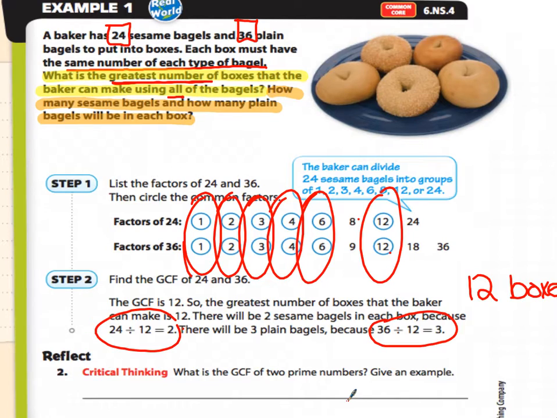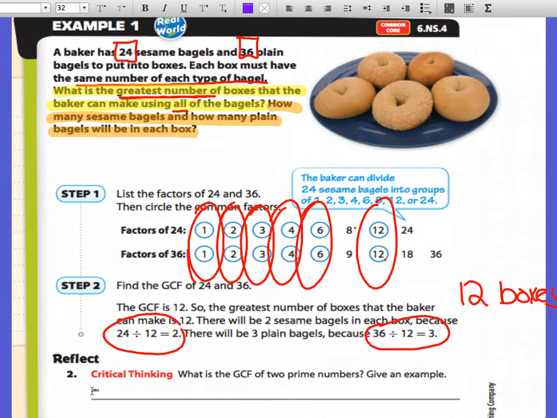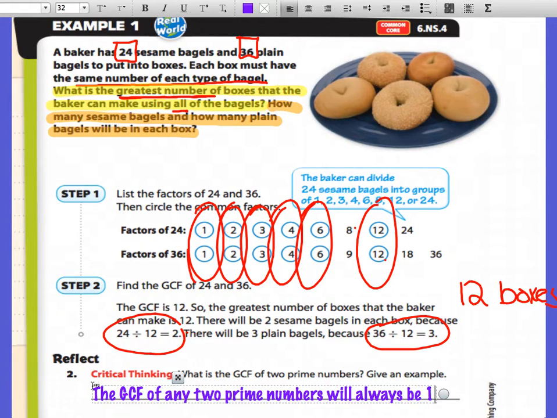So what is the GCF of 2 prime numbers? Well, you have to remember, prime numbers are divisible by 1 and themselves. So the only number that those numbers are going to have in common is 1. So the GCF of any 2 prime numbers will always be 1, because that's the only one that they have in common.